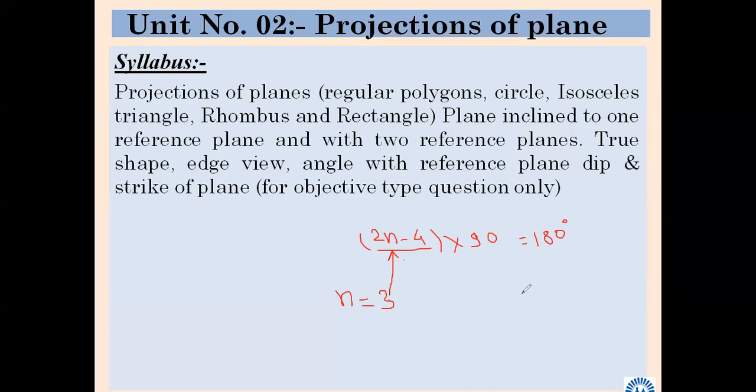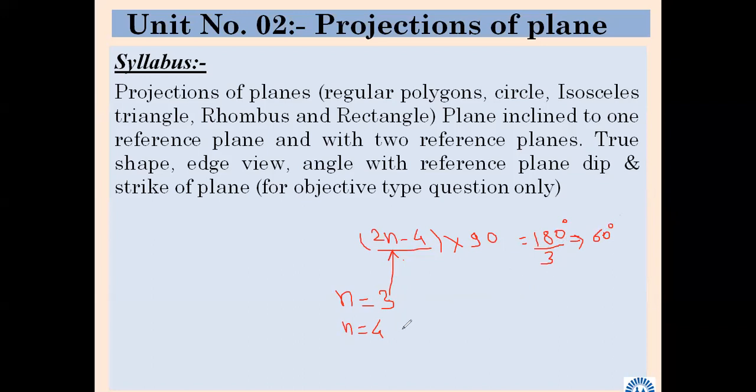2n minus 4 into 90. Now suppose we apply it to other shapes. The two most important geometries you have to remember are the pentagon and the hexagon. For the equilateral triangle, the sum is 180, and all angles are equal, so each angle will be 60 degrees, that is 180 divided by 3.